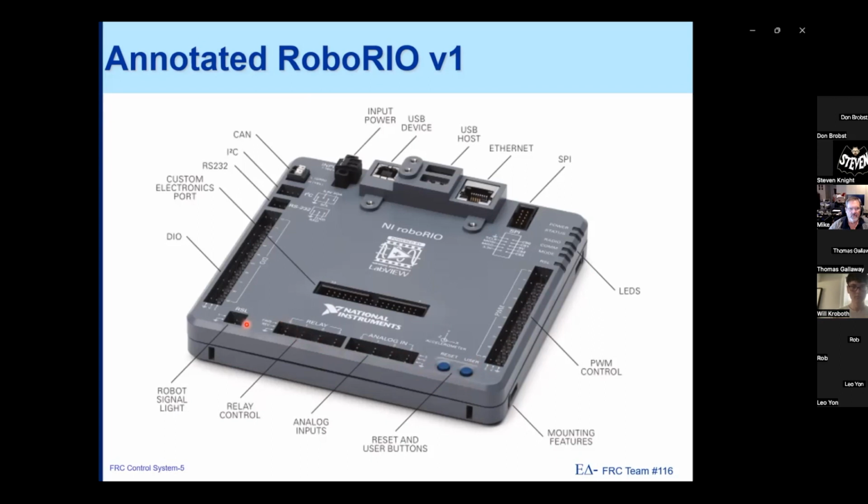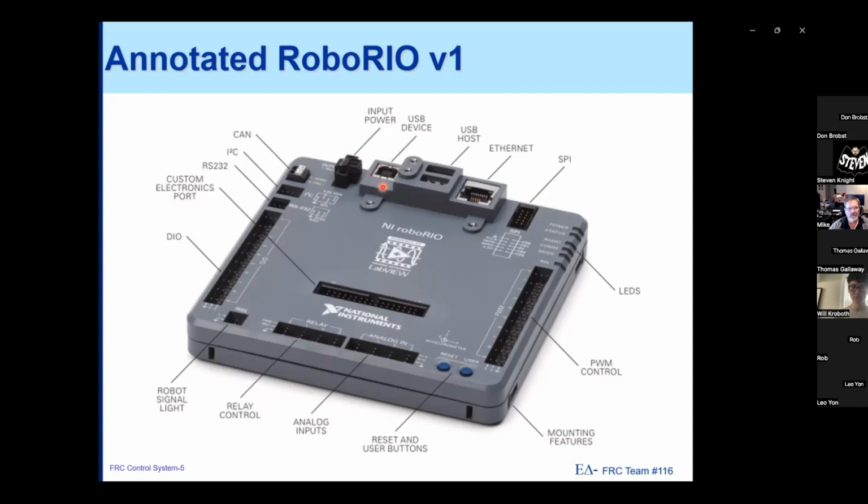We have the robot signal light interface, and then we have digital IOs over here. The digital IOs are either an input or an output. We have RS-232, I2C, which are used to interface to sensors. We have the CAN bus along the top here. There's the input power for the RoboRio.